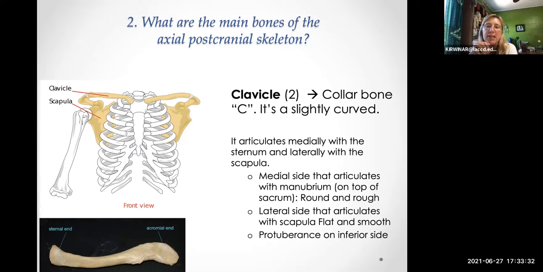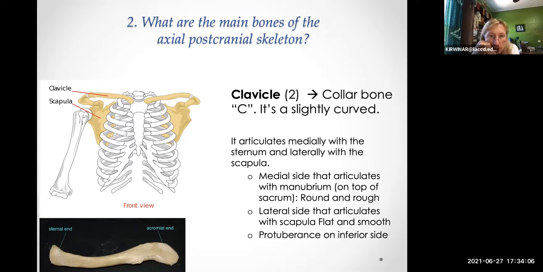It articulates medially with the sternum. Remember what medial means? Middle. And laterally with the scapula. The medial side that articulates with the manubrium, or top part of the sternum, is round and rough. The lateral side that articulates with the scapula is flat and smooth and kind of points upward or to the back.